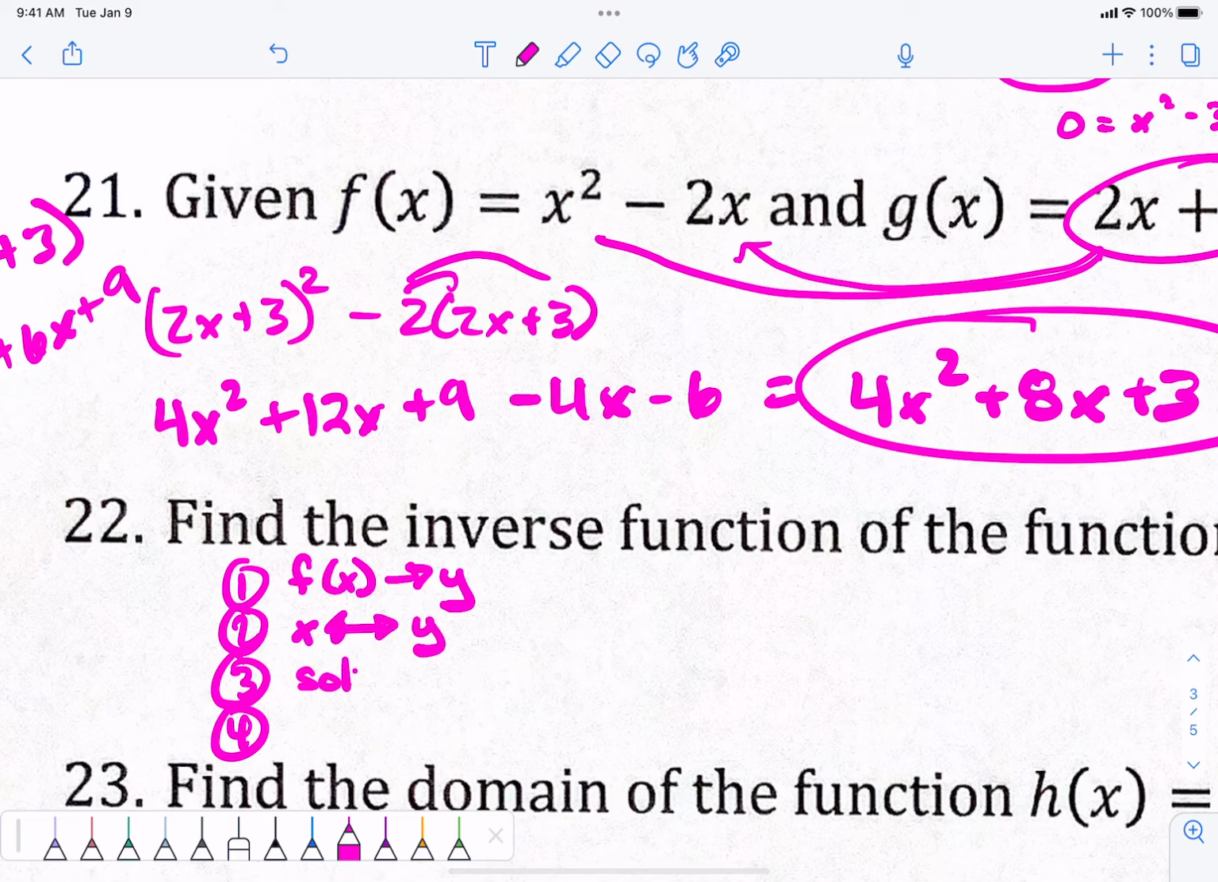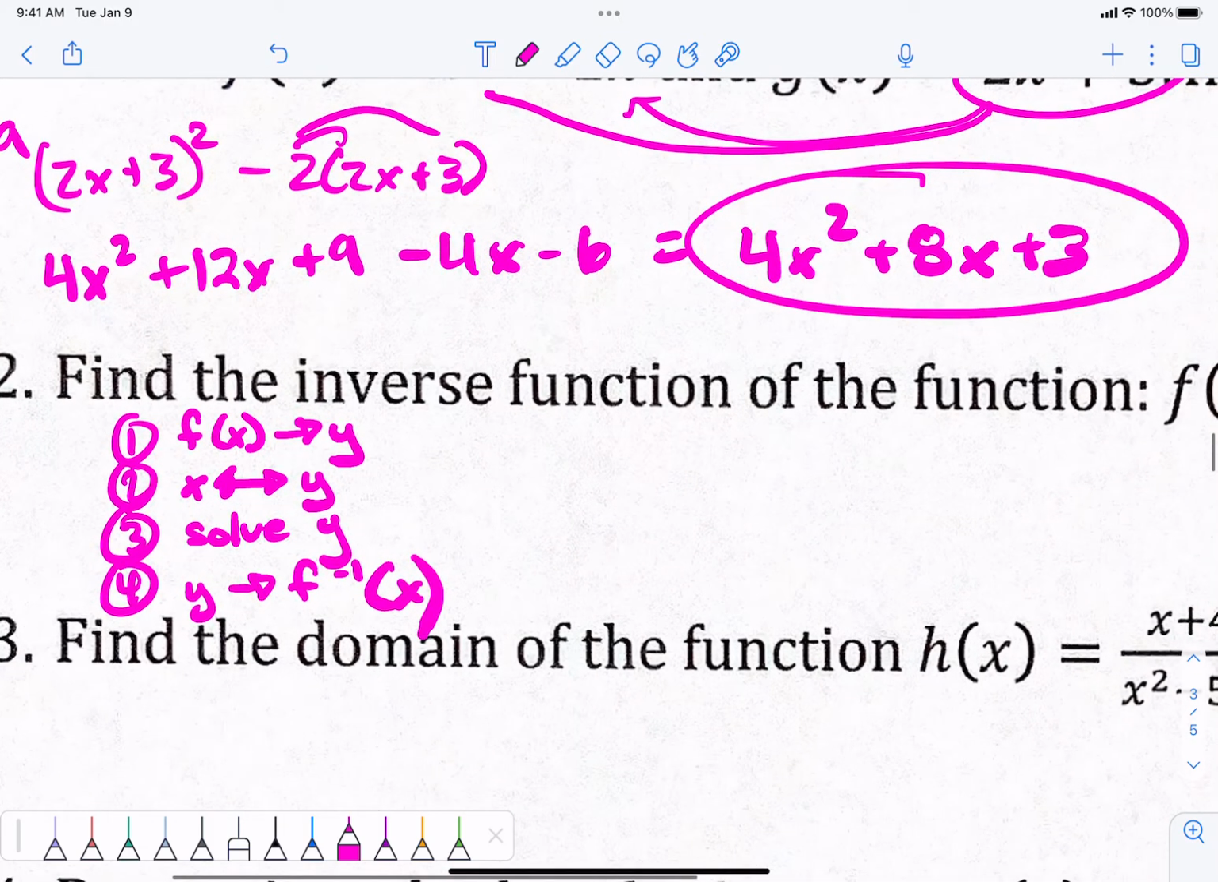X, go to F inverse of X. Alright, we'll wait. These are your steps. I wanna teach this. One second. Guys, I said I don't know what you're talking about.